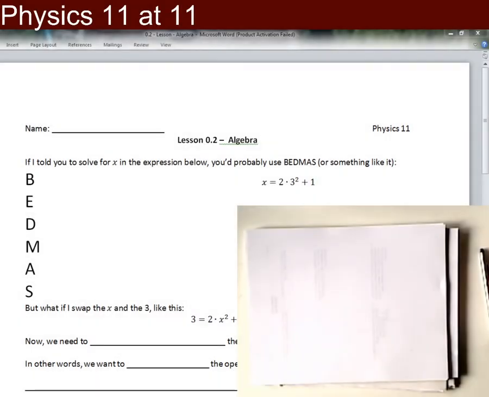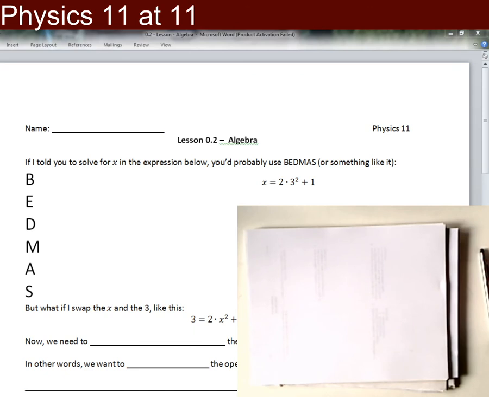Here's what we're looking at for this session. This has to do with a refresher review of algebra. Now, let's suppose you're given that expression there to solve. All the numbers are on the right-hand side. You just got to do them in the right order.